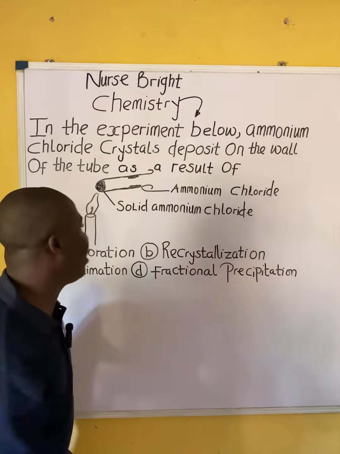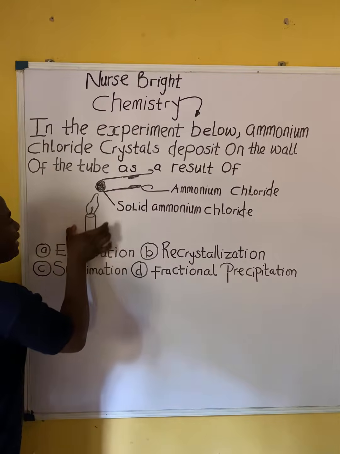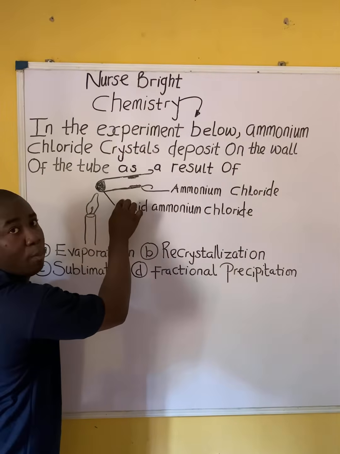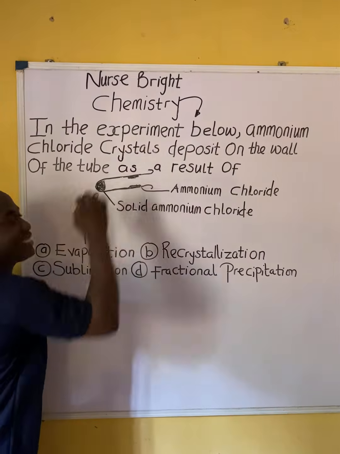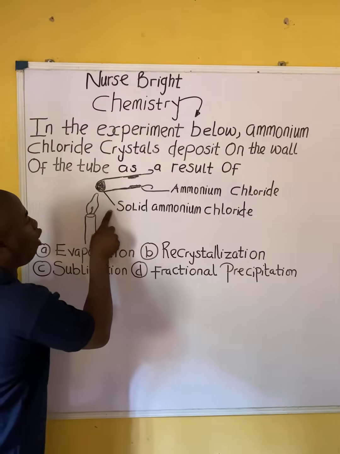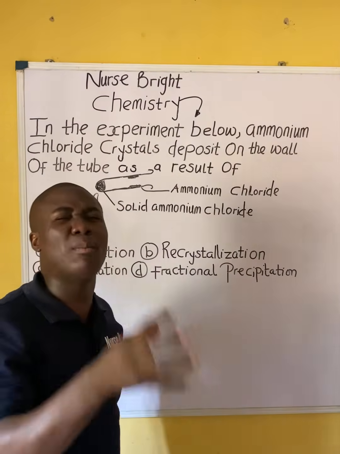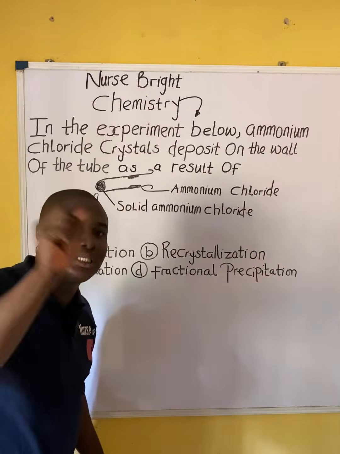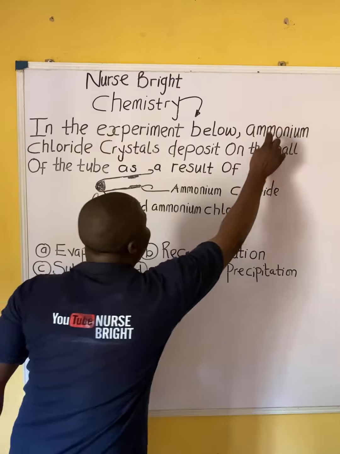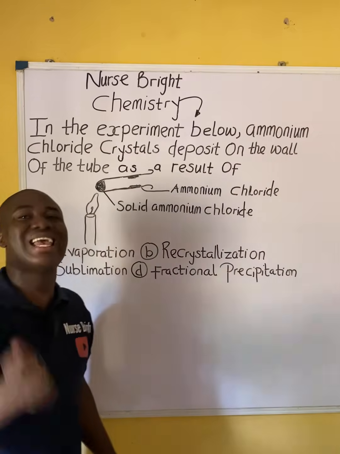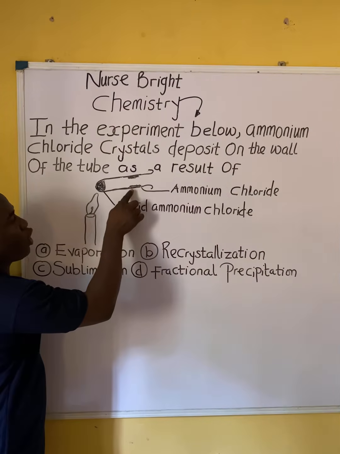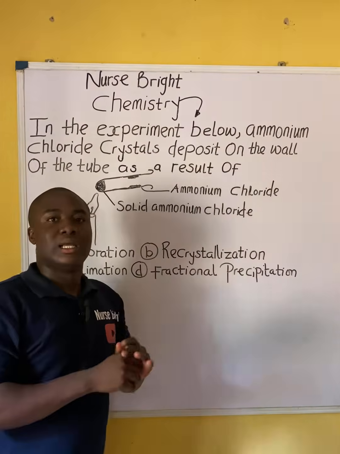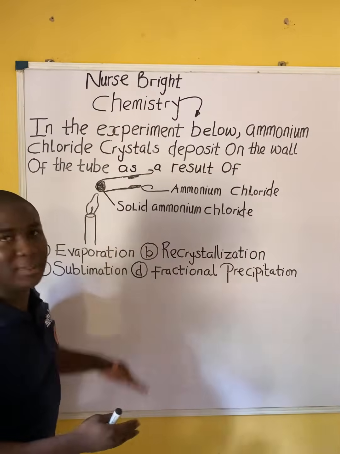Now, listen very well. You can see at first, this is a heat source and this is a test tube, and this test tube contains solid ammonium chloride. Take note of this word solid. They are telling you that this compound, ammonium chloride, is a solid. And also, if you observe here, this is the same compound, ammonium chloride. They are now asking us what is happening here.